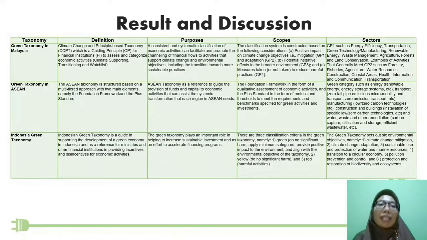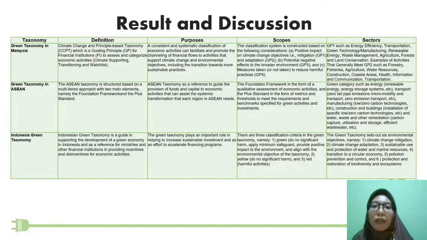And the sixth taxonomy is Green Taxonomy in ASEAN. The ASEAN taxonomy is structured based on a multi-tiered approach with two main elements, namely the foundation framework and the plus standard. And the purpose is for the ASEAN taxonomy to be a reference to guide the provision of funds and capital to economic activities that can assist the systemic transformation that each region in ASEAN needs.